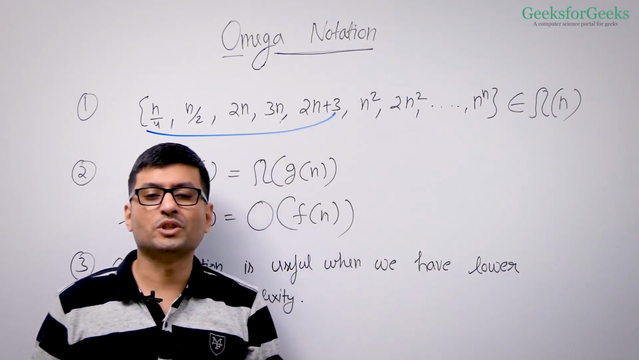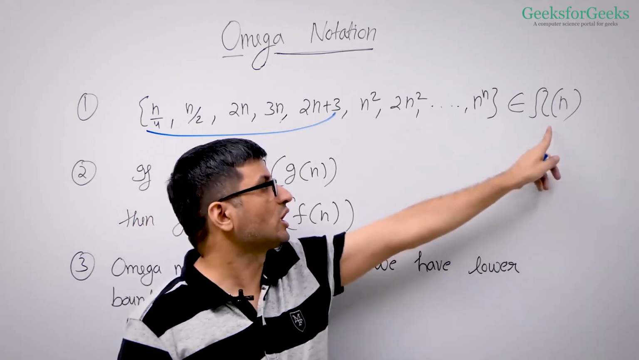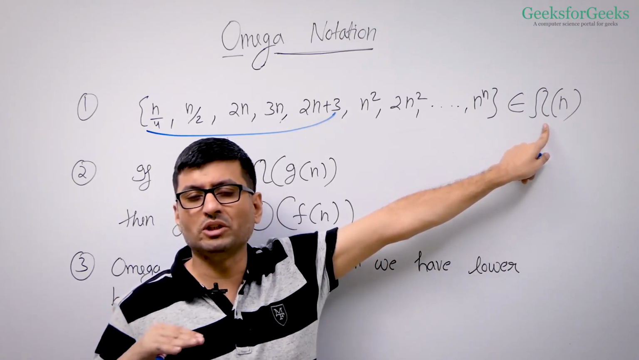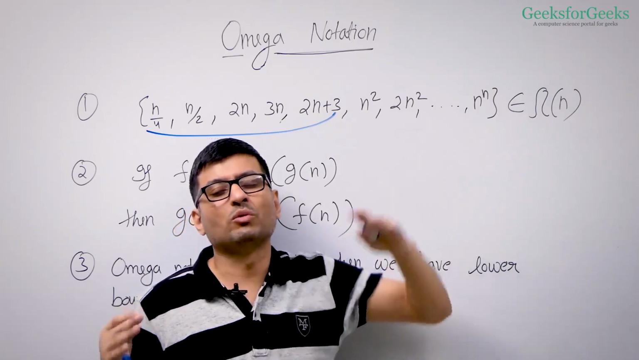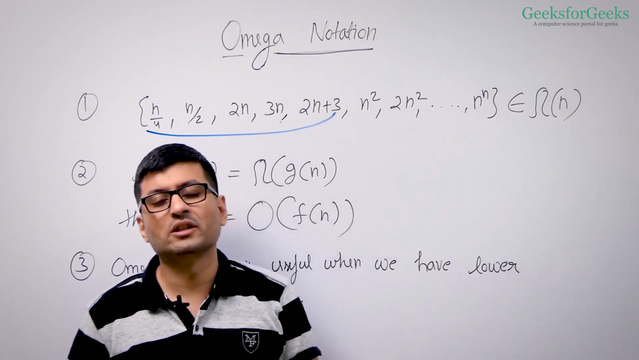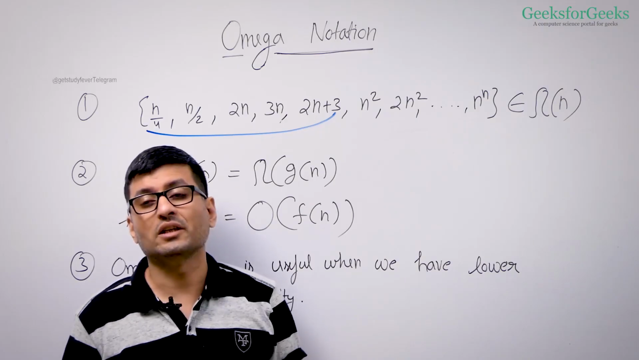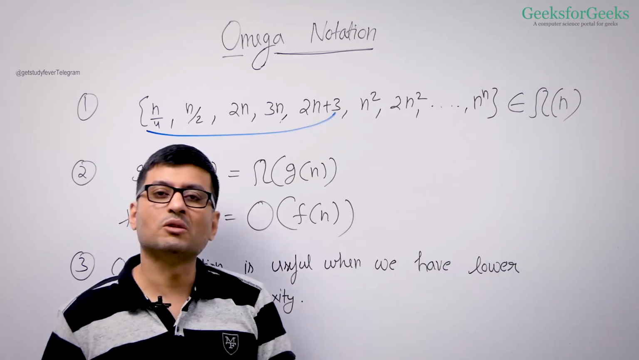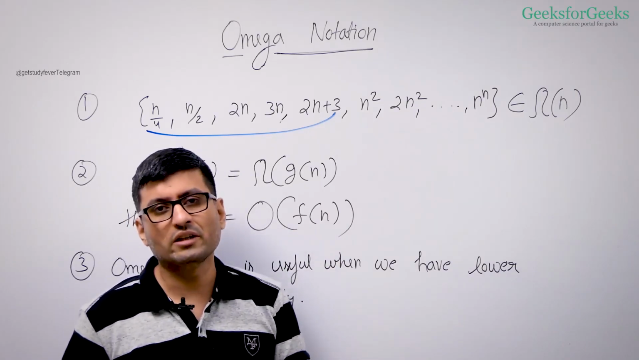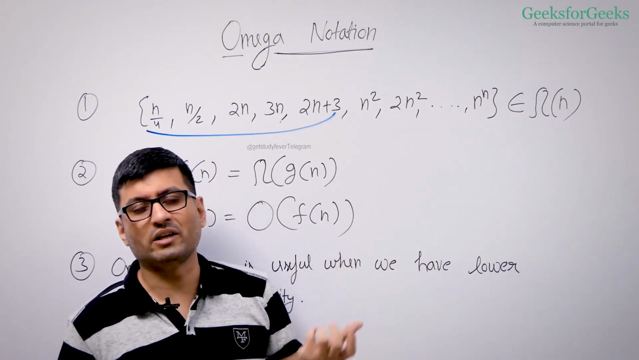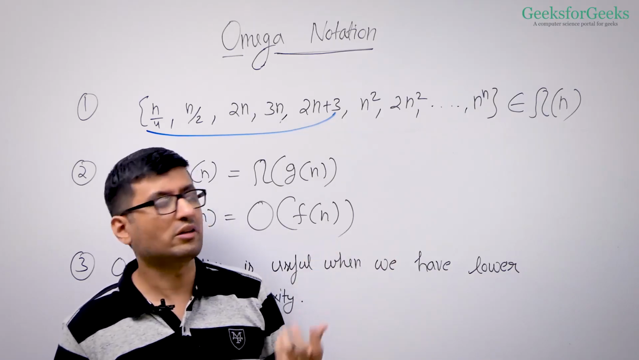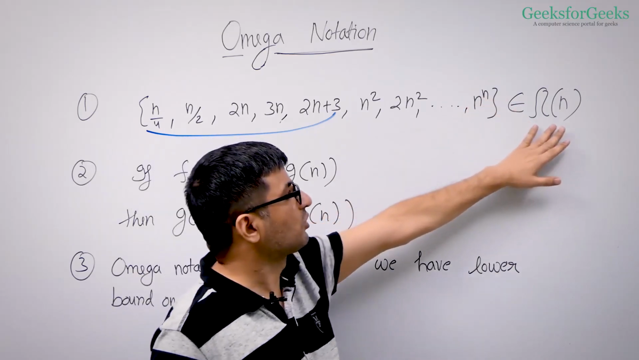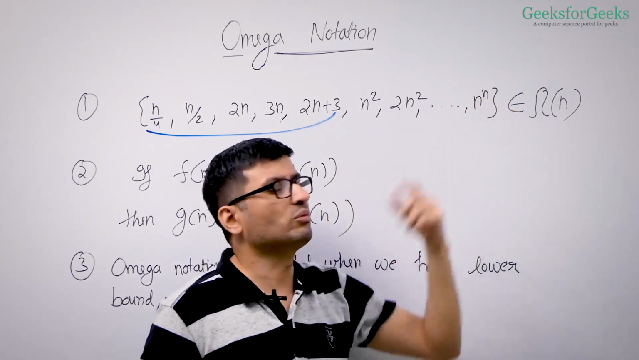Any order of growth which is greater than linear is also covered by omega of n, because it bounds from the lower side, right? You can always find a c and n naught such that c of g of n is smaller than f of n when f of n is any of these forms, for all n greater than n naught. C will simply be 1, and you can clearly find n naught. So anything which has an order of growth higher than n is covered in omega of n.